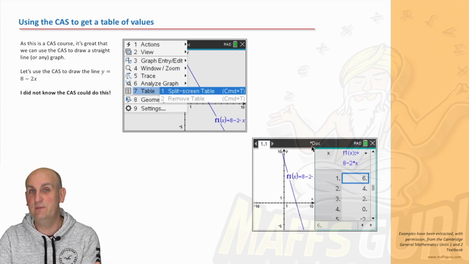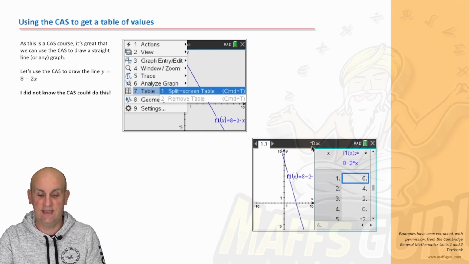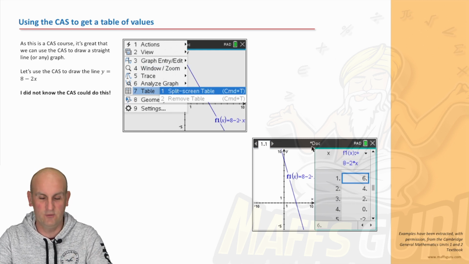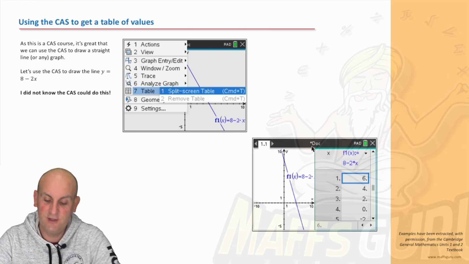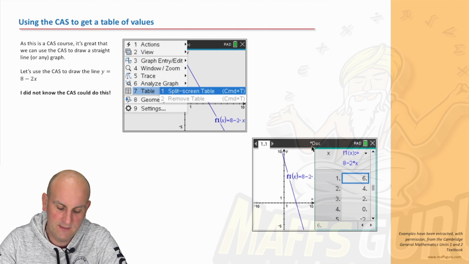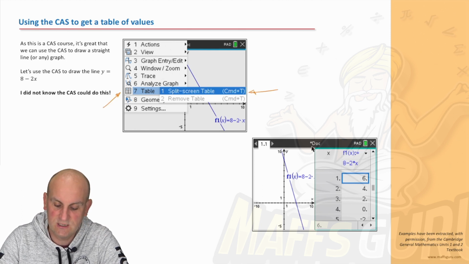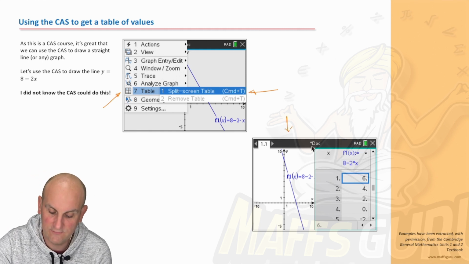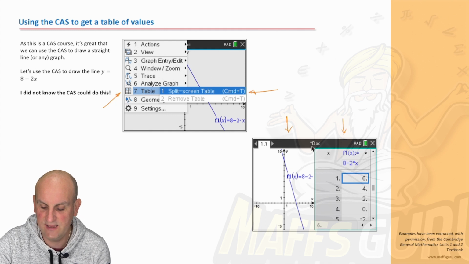How do I get a table of values? This is another funky thing the Casio can do. You can actually get your graph into a table. How? Again, bring up the menu. This time you type 7 and then you say, well, actually, I want a split screen table. And lo and behold, it gives you the graph on the left and this table on the right.